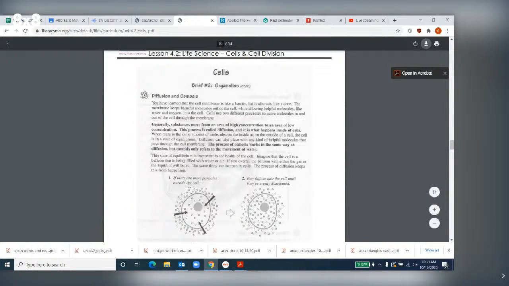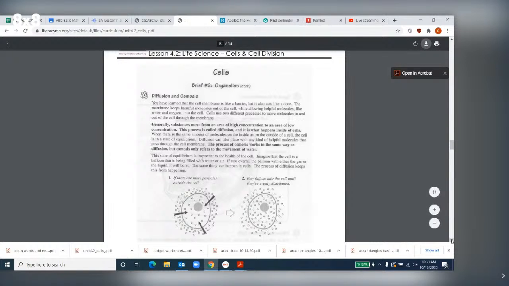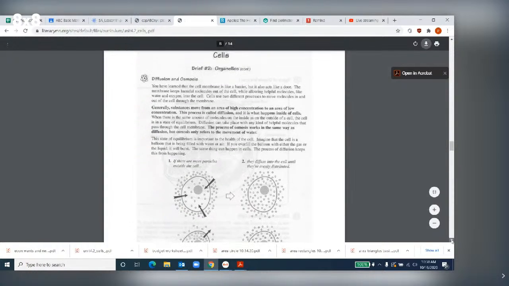So if there are more particles outside the cell, you can see here, they diffuse into the cell until they evenly distribute. So you see in diagram 1, there are more of those little dots on the outside. So what we're trying to do is get equilibrium, and that's diagram 2. That's when there's an equal amount of particles on the outside and on the inside, equally distributed. And that's equilibrium. We want equilibrium, okay?